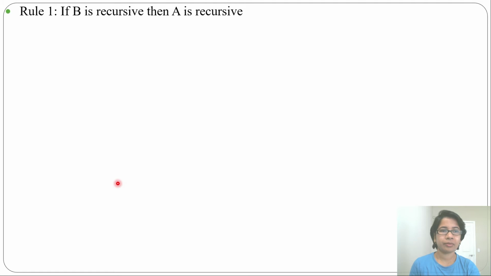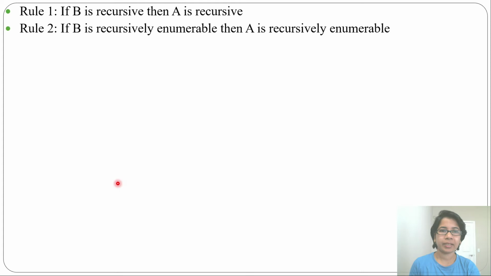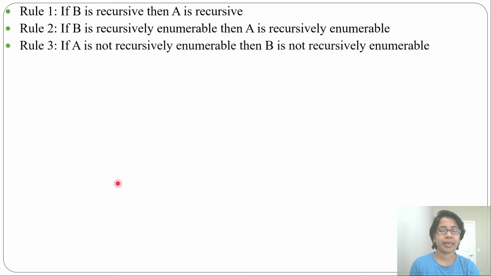Like first sub rule, if B is recursive, then A is recursive. If B is recursive enumerable, then A is also recursive enumerable. If A is not recursive enumerable, then B is not recursive enumerable. You need to remember these three rules. You will get lots of questions from this.